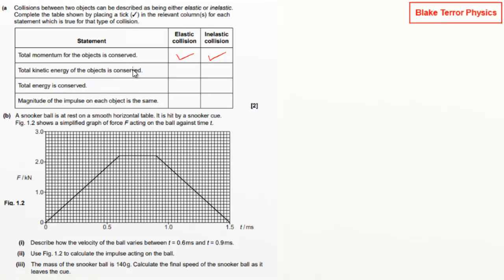Total kinetic energy of the objects is conserved. Well, it is in elastic collisions, but that's the whole point of inelastic ones, that some of the kinetic energy of the objects before the collision is then transferred off into things like heat and sound or whatever it may be, deformation of materials. So we can't have conservation of kinetic energy through the inelastic collision. But total energy is always conserved. That's one of our fundamental properties of physics. So in that case, we've got two more ticks there. It's just in an inelastic collision.